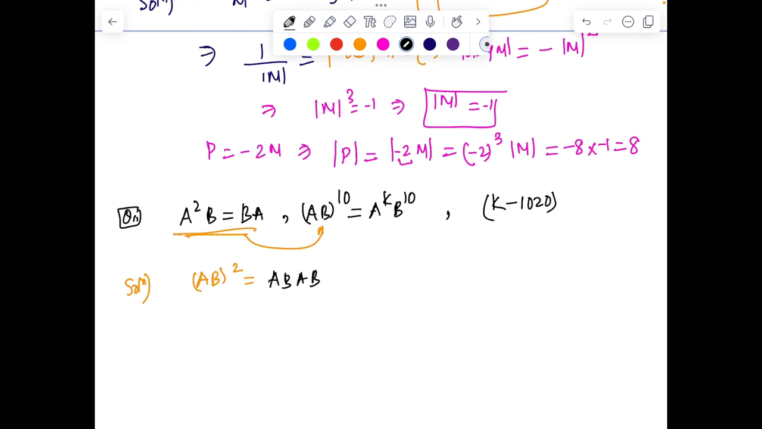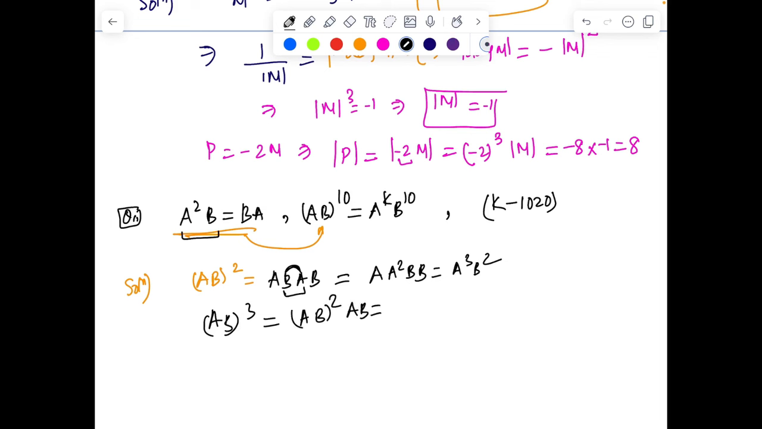Since we want AB to the power 10, the best way to think is to start with AB square, AB cube, and try to find the pattern. So AB square is going to be AB times AB. And now you can use the information, A square B is BA. So how are we going to use this? We already know BA is A square B. So instead of BA, I can write A square B times B, which gives A cube B square.